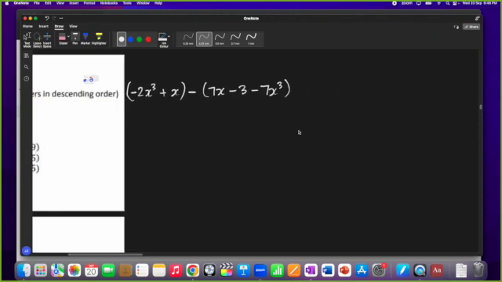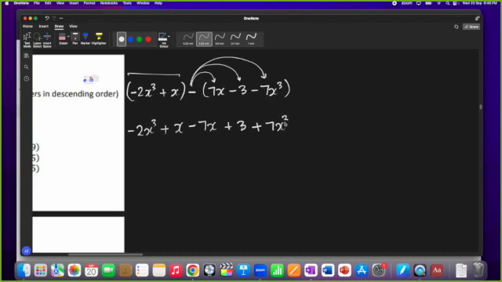So let's see what's going on. Well, I could remove the brackets from this. It don't have anything in front of it. So that is a minus 2x cubed plus x. But then this minus going to mess with everything in here. So this minus multiplied by the 7x will make it minus 7x. This minus multiplied by the minus 3 will make it plus 3. And this minus multiplied by the minus 7x will make it plus 7x cubed.